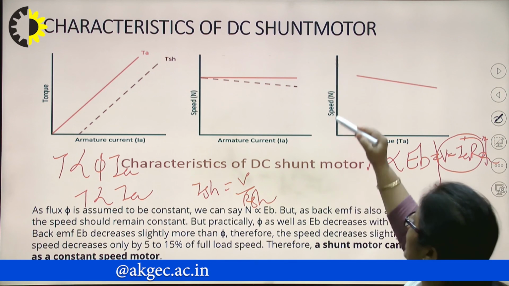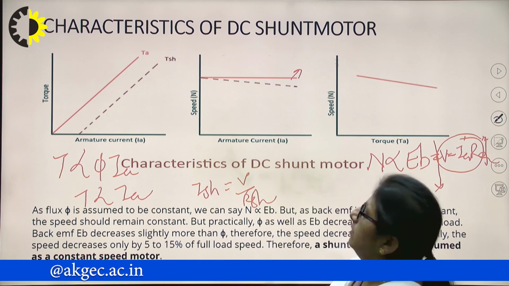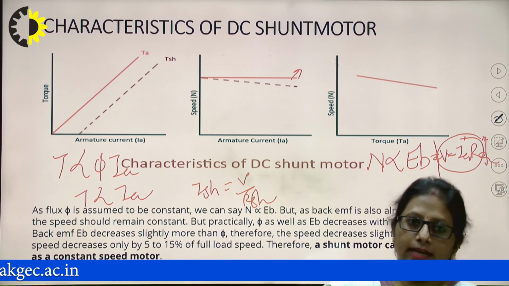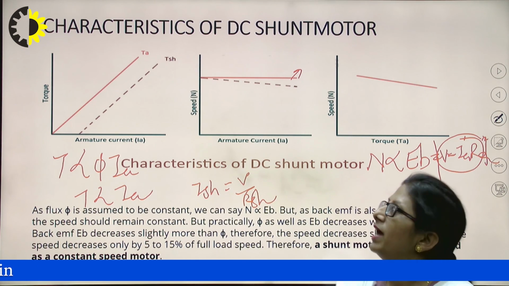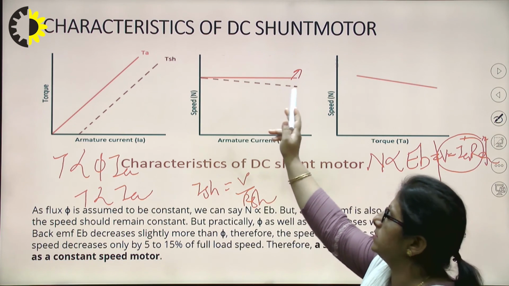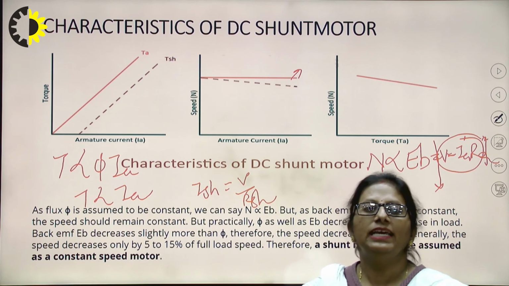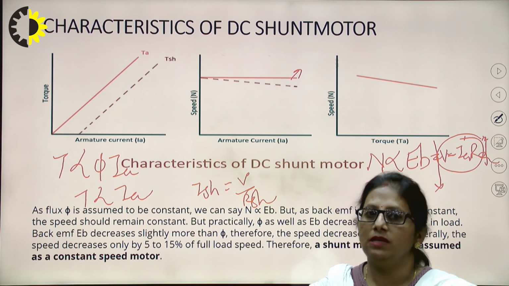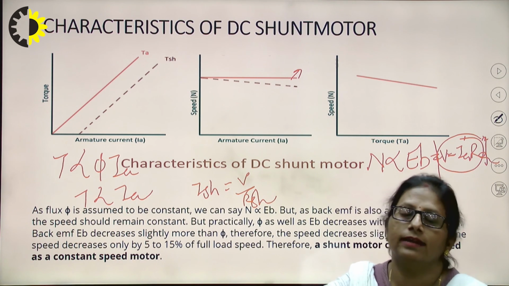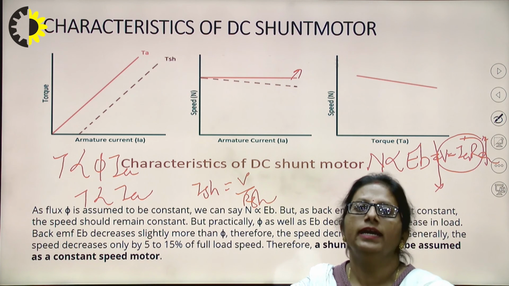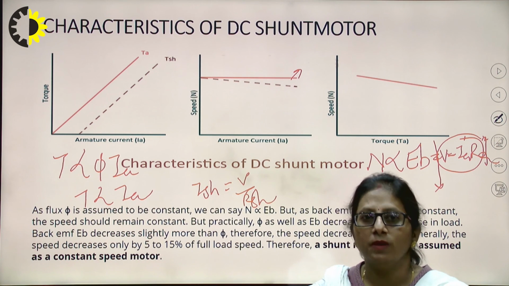So if this is the base speed, given by the straight red line, then with the increase in the armature current, I'll have a small drooping characteristic. It gives you a fairly constant speed. That is the characteristic of a DC shunt motor. It gives us a fairly constant speed.